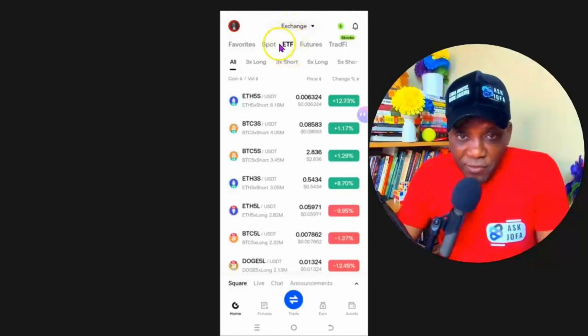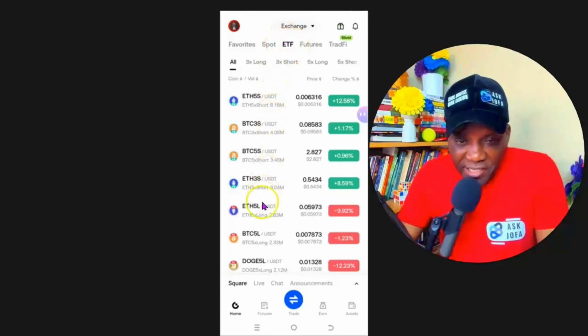But the ETF you are seeing here is not the traditional ETF. These ETFs are leverage tokens. That is, all these are tools designed for short-term trading only and not long-term investment. All these leverage tokens you are seeing, they are not real tokens.